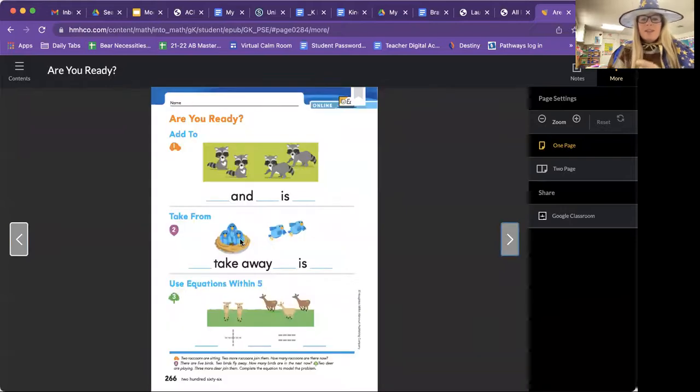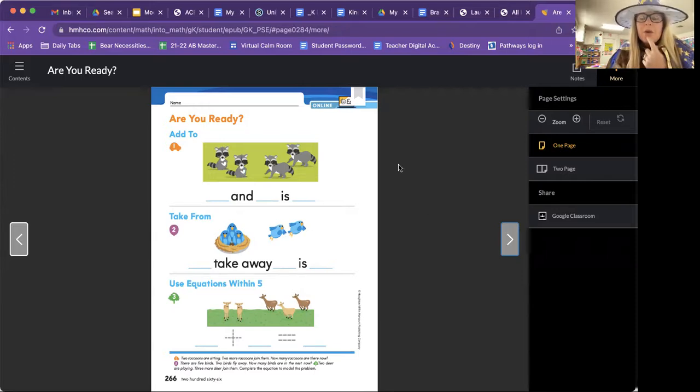All right. So I want to look at this. Are you ready? It's page 266 in your math book. That's a 266 right there. Ooh, raccoons. You know, raccoons are super cute animals. We read a book about Chester at the beginning of the year, but raccoons like to eat trash and they kind of make a mess. But let's go ahead and see if these raccoons are good raccoons. Two raccoons are sitting. How many? Two are sitting. Two more raccoons join them. How many raccoons are there now?